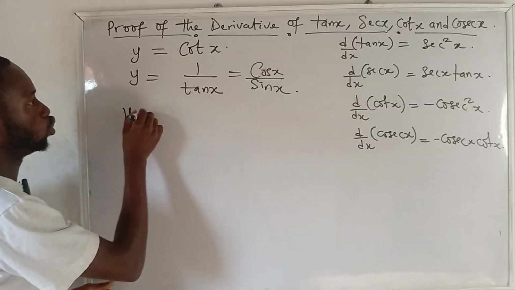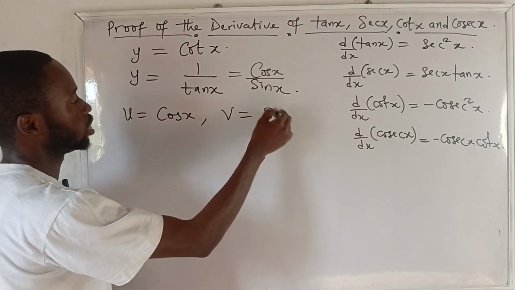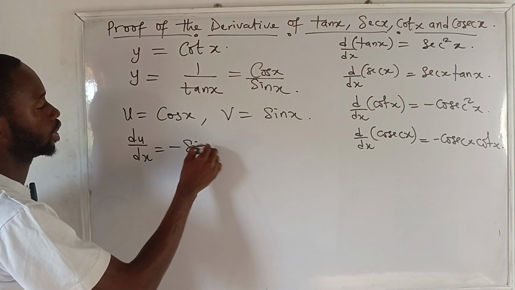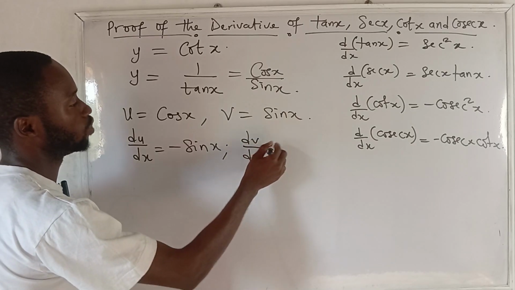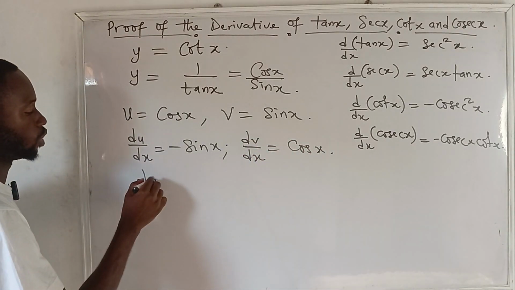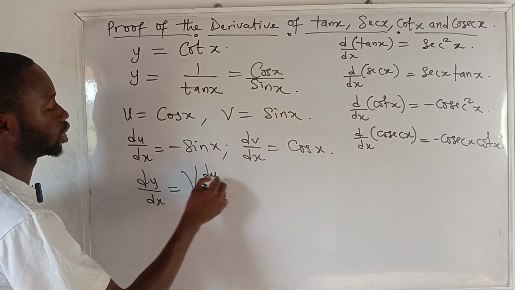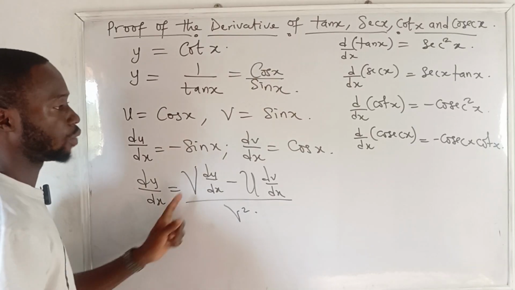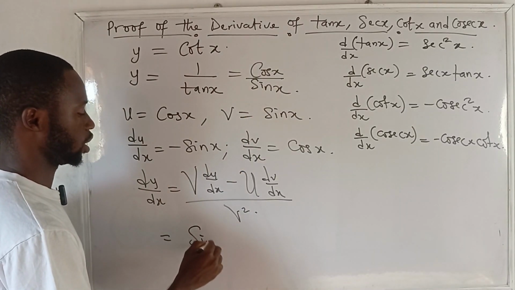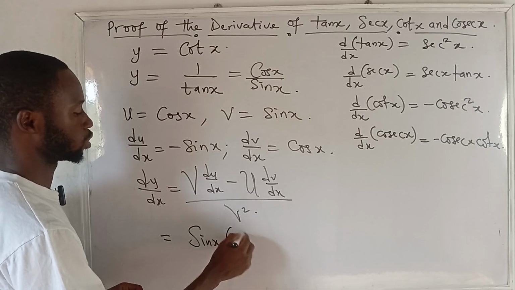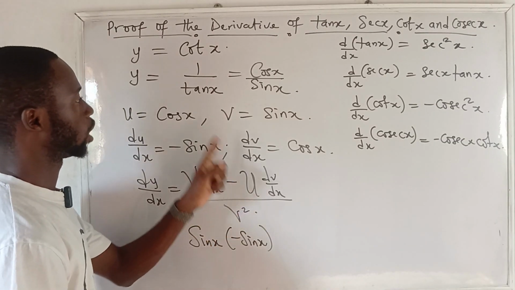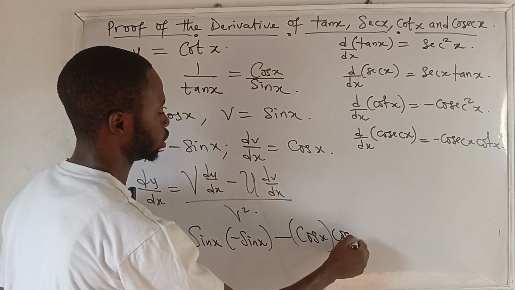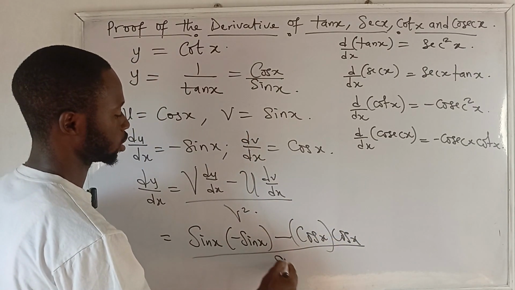So our u now will be cos x, our v is sine x. Then we can say du dx will give us minus sine x, then dv dx will give us cos x. So using our formula, dy dx will give us v du dx minus u dv dx over v square. Then our v is sine x, we have sine x, du dx is minus sine x. Then u is cos x, then dv dx is cos x as well, so all over v square, v is sine x.